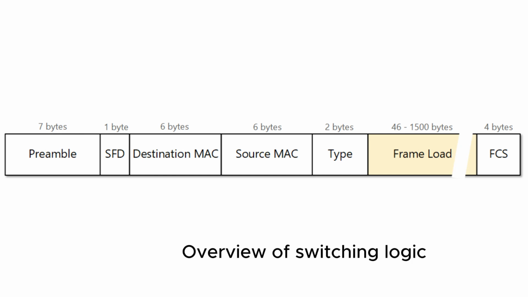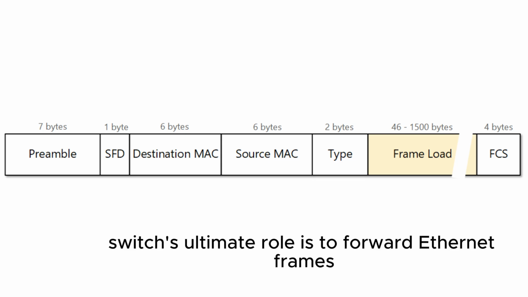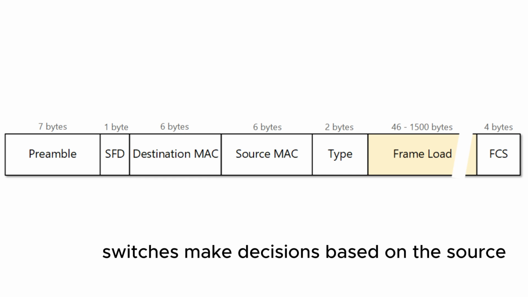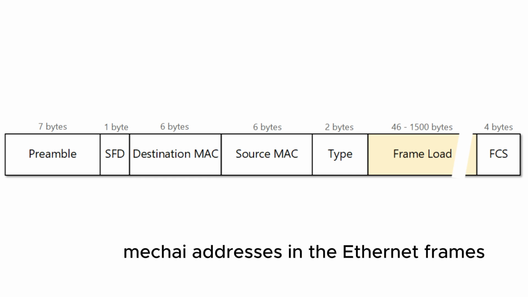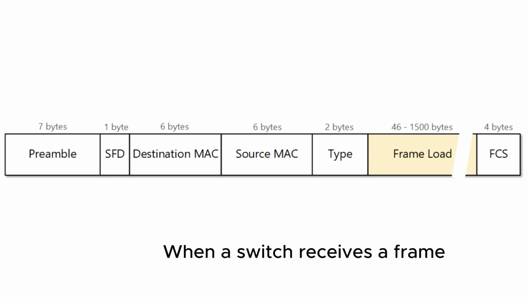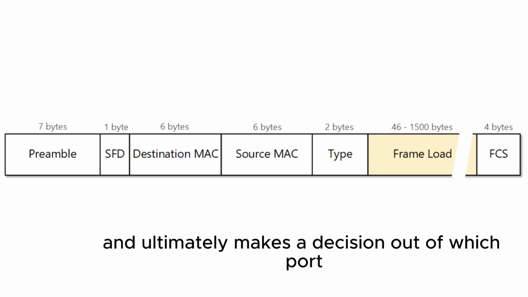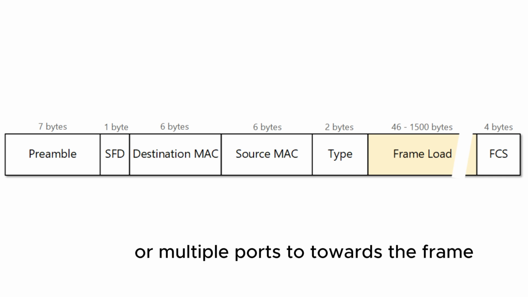Overview of switching logic. LAN switch logic. A LAN switch's ultimate role is to forward Ethernet frames. To achieve that goal, switches make decisions based on the source and destination MAC addresses in the Ethernet frames. When a switch receives a frame, it follows a set of rules and ultimately makes a decision out of which port or multiple ports to forward the frame.